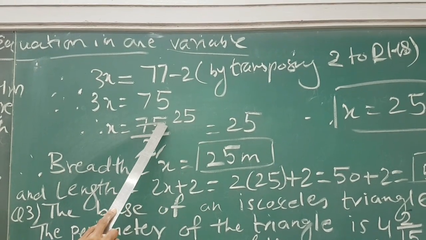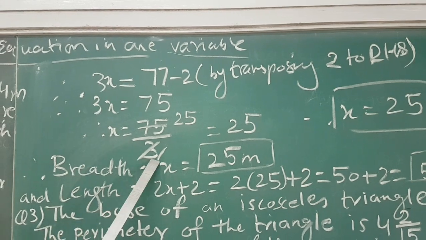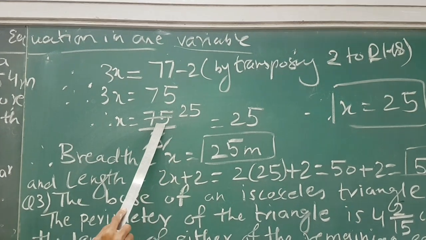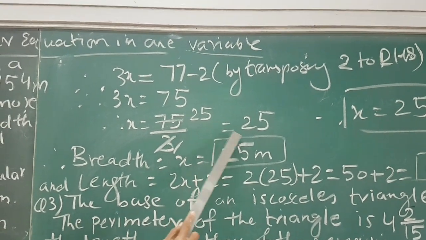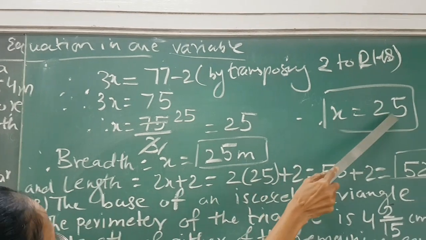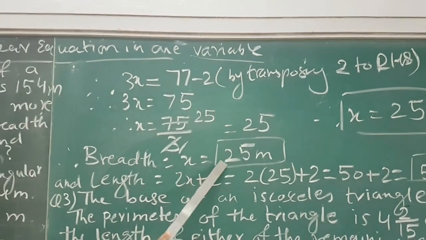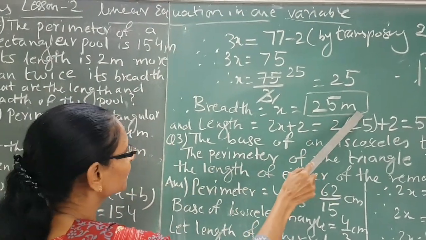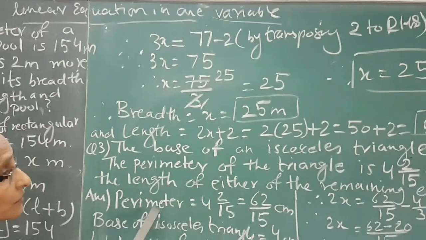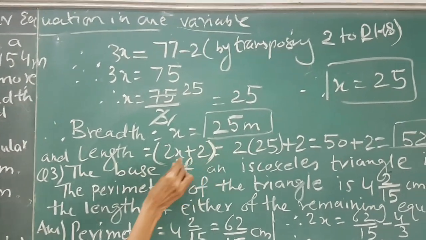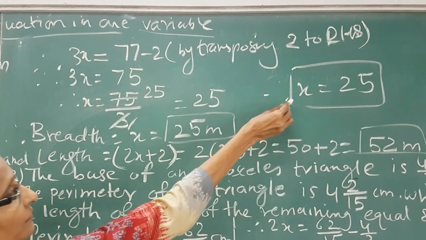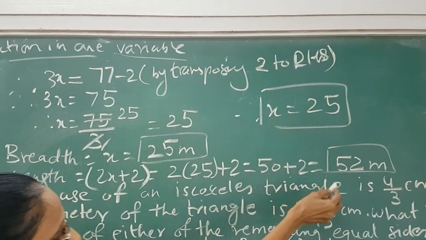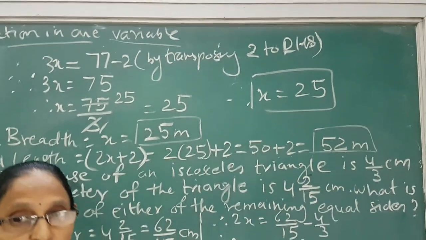Therefore x is equal to 75 upon 3. This 3 comes down, multiply becomes divide. So 3 ones are 3, and 3 25s are 75. Therefore the value of x is 25. Now what is our breadth? We have supposed the breadth as x meter, therefore the breadth is 25 meter. And the length is what? 2x plus 2. What is the value of x? 25. 25 2s are 50, plus 2 is 52. So our length is 52 meter.